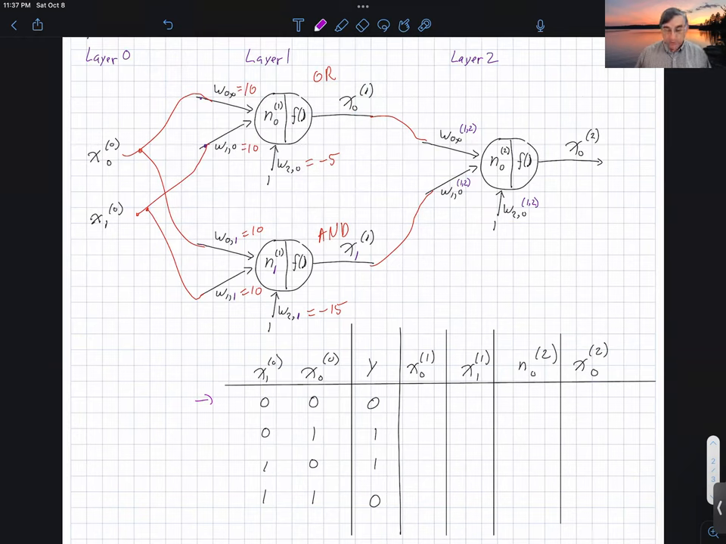So when 0, 0 is presented to this composite network, X0, which is right here, is going to be 0. And X1 is also going to be 0. When we're on this row here, X0 is going to be really close to 1, but X1 is going to be essentially 0. All of these are actually approximations, so I'll drop the tilde there. This row here, we will have a 1 and a 0. And this one right here, we have a 1 and a 1.